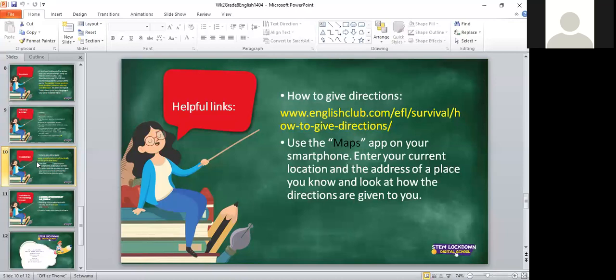And another thing which I think you will find interesting is that in your phone you have the Google Maps app. So use the Google Maps app on your smartphone, enter your current location, and under destination enter the address of the place which you know how to get to. And then look at how they give you directions, how they tell you to turn left after 500 meters and all those things.